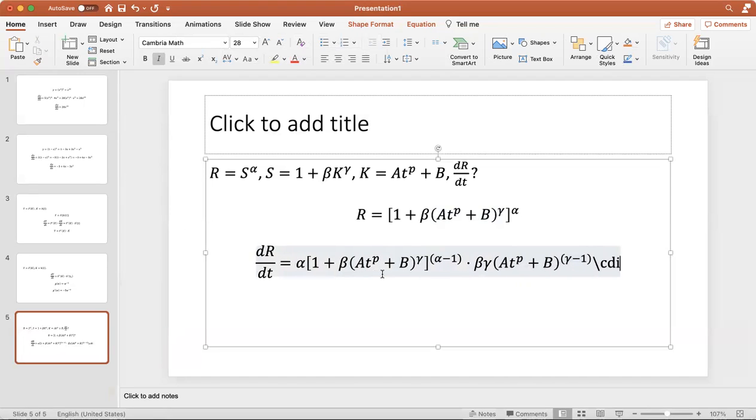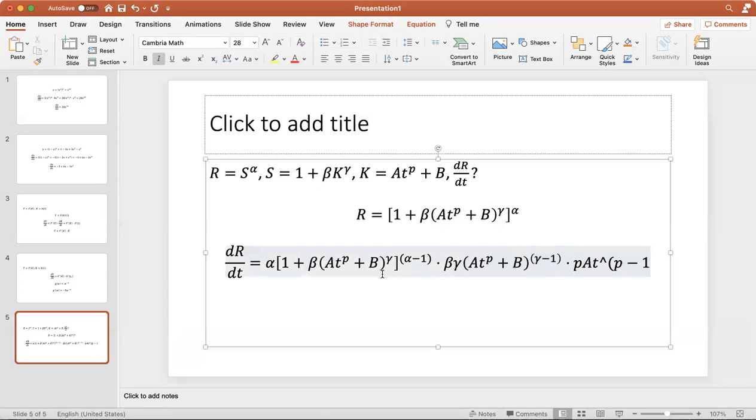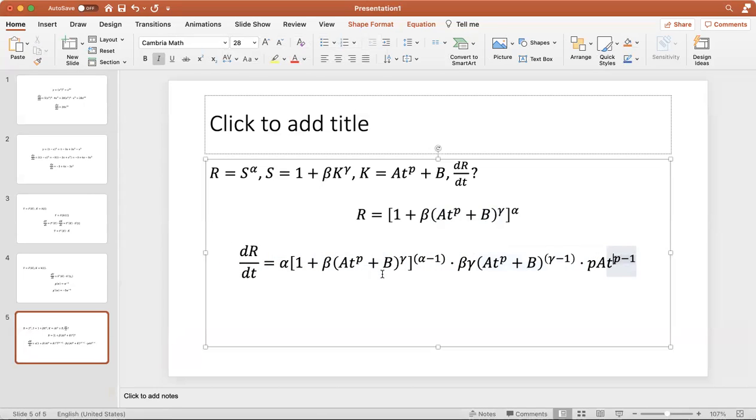So that's another p a t raised to p minus 1. And that's simply it, right? That's the derivative of r with respect to time, right?